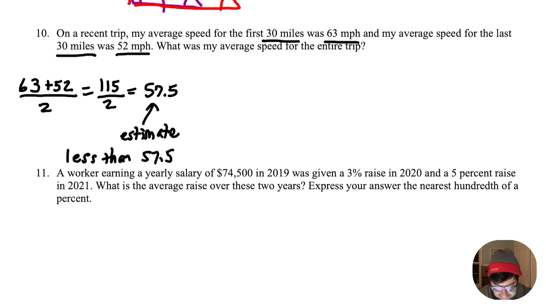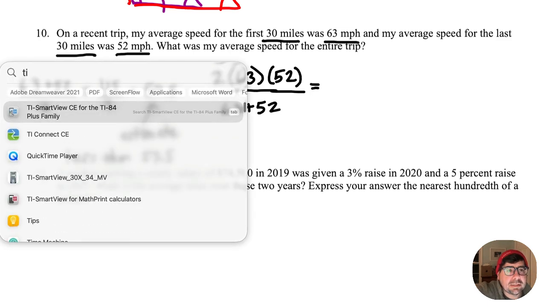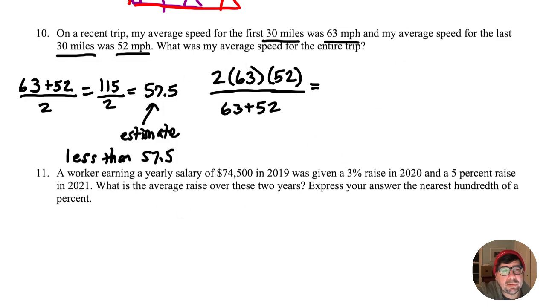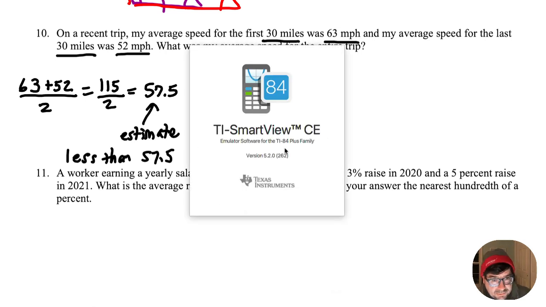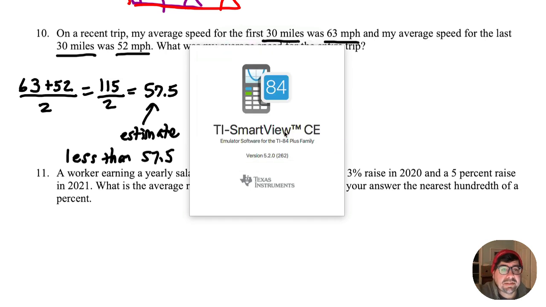Maybe a fast way of dealing with this is to jump to the harmonic mean. So we'll do that first. So the harmonic mean says twice the product of the two numbers divided by the sum of the two numbers. And this is going to give us the average, but then we'll talk about it as even if we didn't know the harmonic mean. Let me pull up my calculator. TI, there it is. Okay, it's loading up. All right, so we know the answer should be pretty close to 57.5.